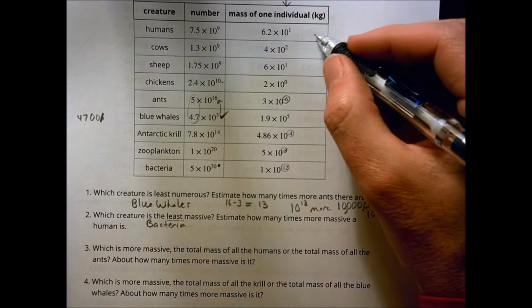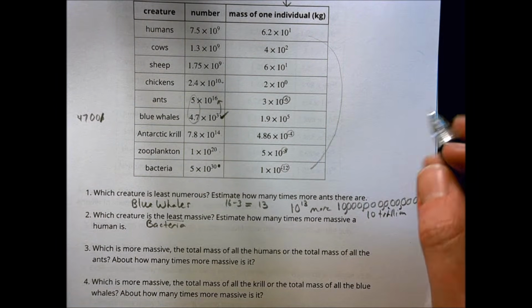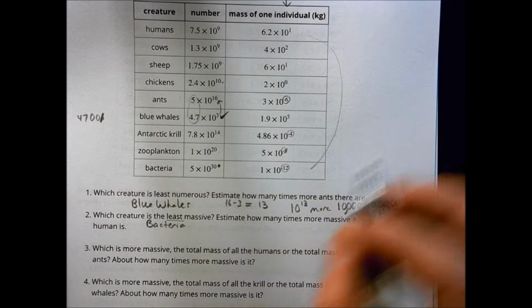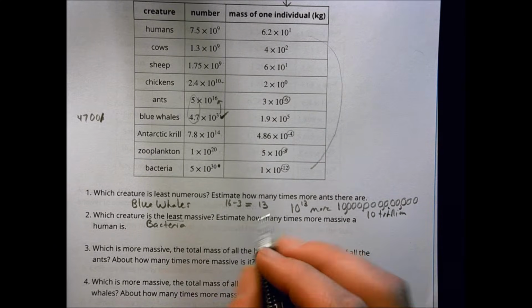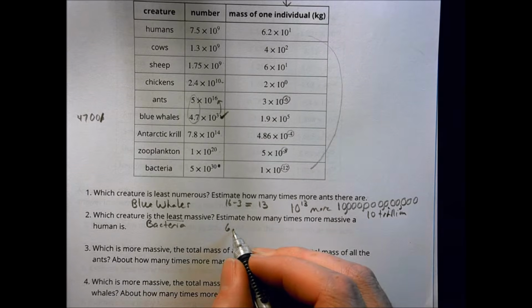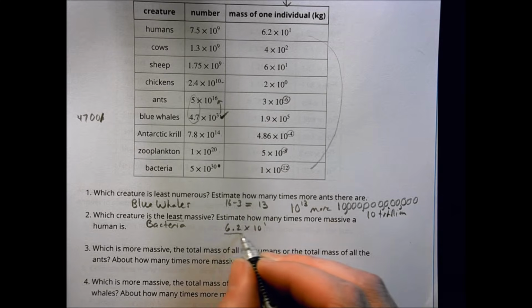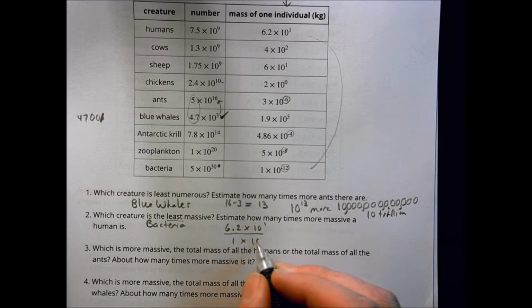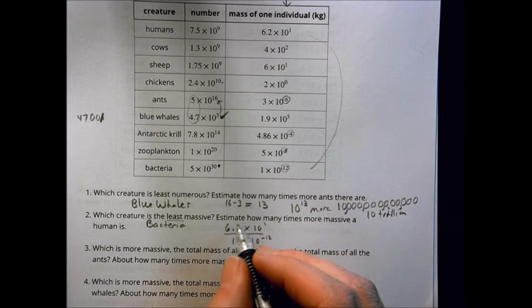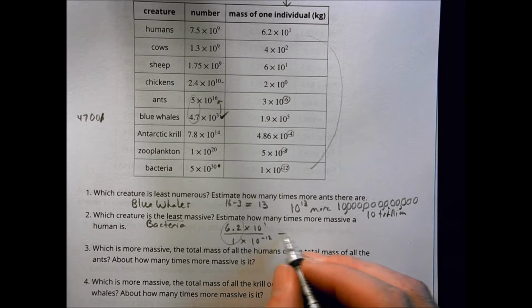How many times more massive is a human? So now we're going to compare the human to the bacteria. Alright, so again, comparatively, the human is 6.2 times 10 to the first compared to the bacteria, which is 1 times 10 to the negative 12. So in this case, 6.2 is just 6.2.